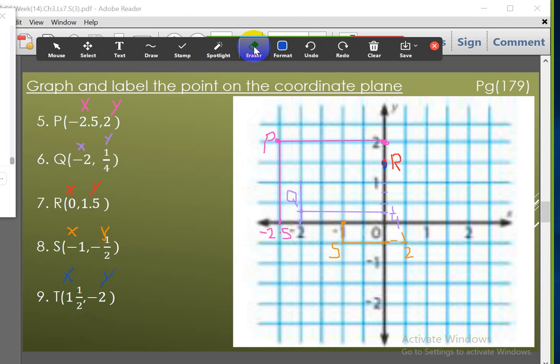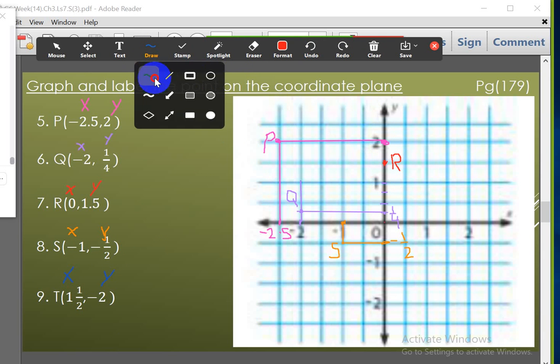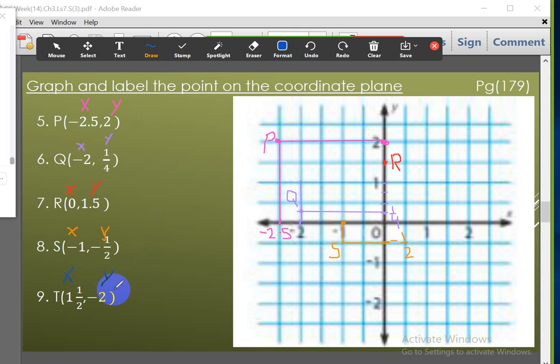Sorry. Okay, I have a mistake here. I put the X coordinate on the Y axis. I'm sorry. So I will repeat again. The X coordinate is 1 and 1 over 2. That means it will be on the right side. This is 1 and a half. That means here 1 and 1 over 2. This is the first coordinate, which is X.